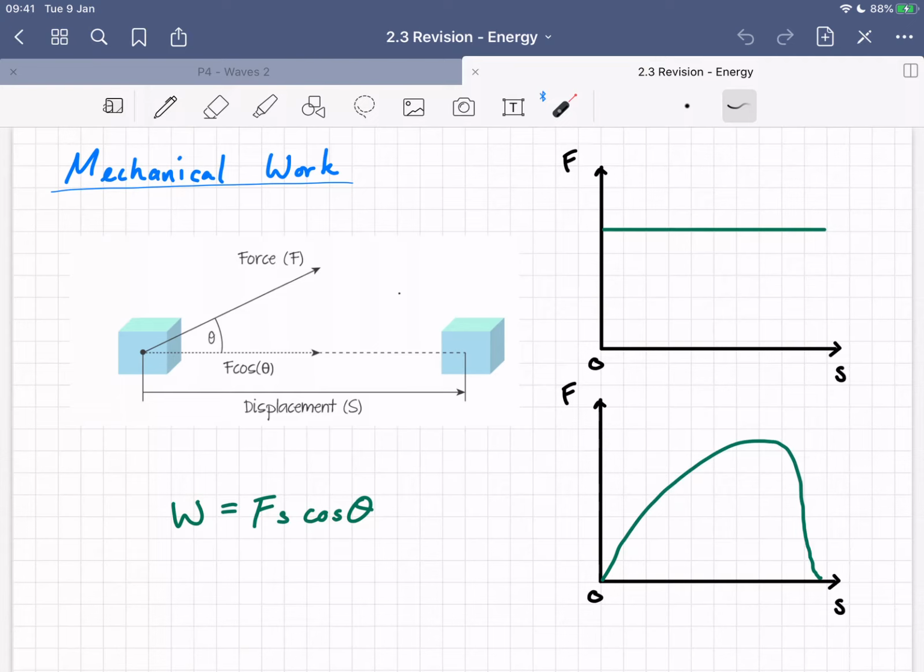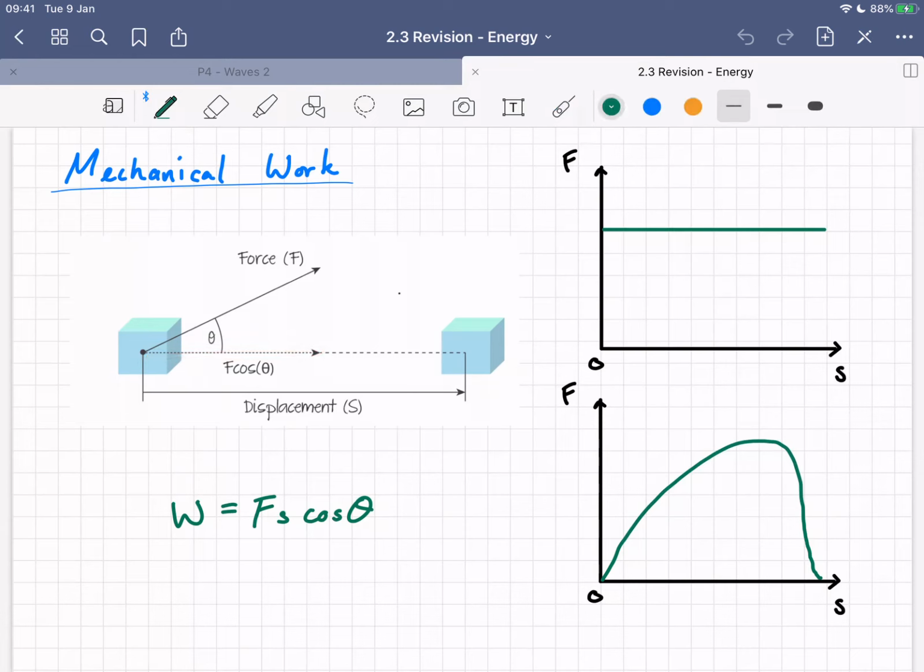And it's the same thing here, except now we're going to look at the component of the force which is acting in the same direction as the displacement. So what we end up with here is work done equals force times displacement times the cos of theta. But really this cos theta is attached to our force, showing the component of the force that's acting in the direction of our displacement.